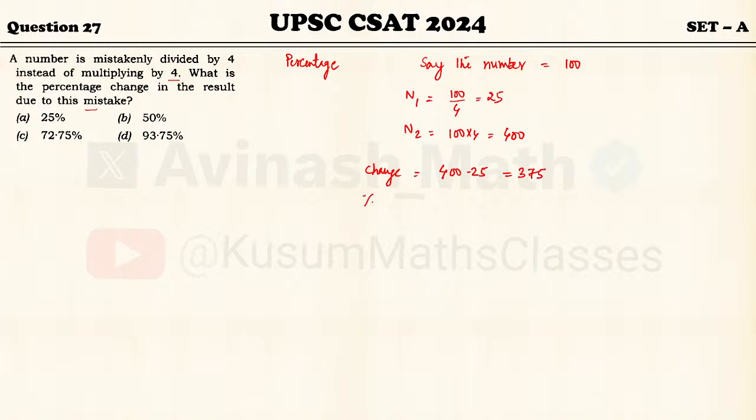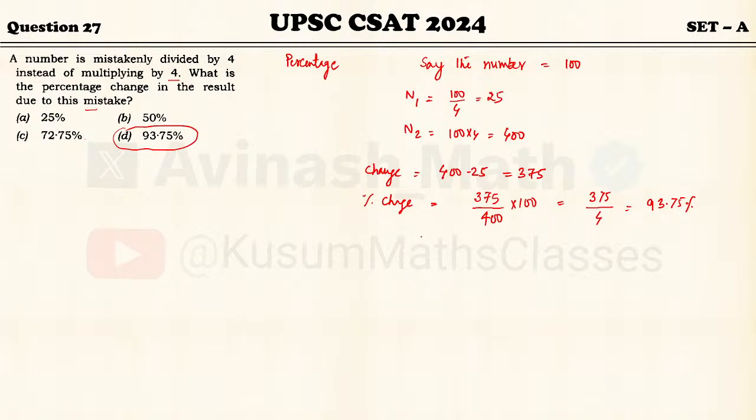Then percentage change is what? Percentage change is 375 divided by 400, multiplied by 100. It is nothing but 375 by 4. It is 93.75%. Right? So the percentage change is what?